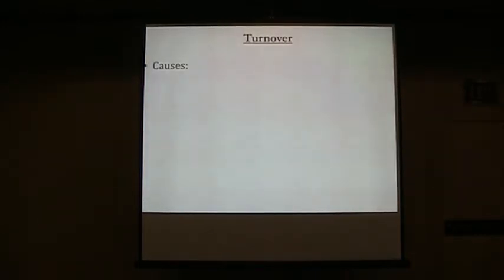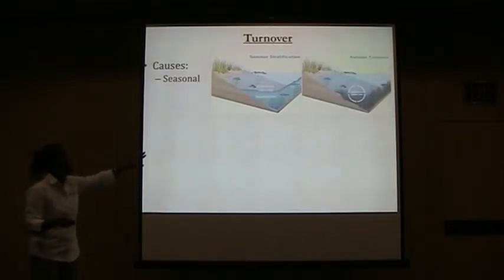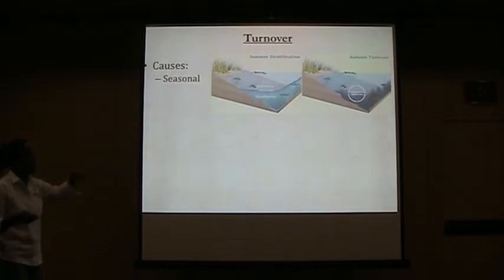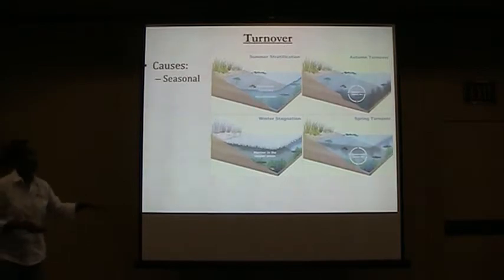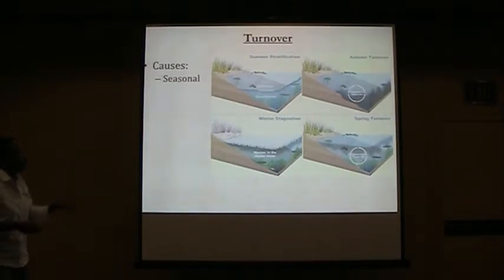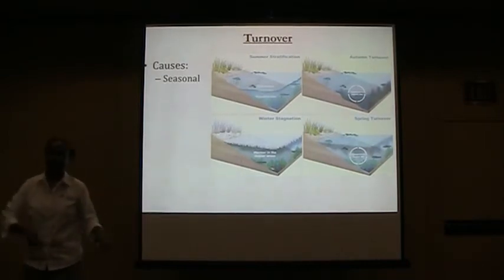Another huge issue that we deal with is turnovers. So turnovers can be due to a number of different factors. One of the biggest things is seasonal changes. And so you can end up with these repeated seasonal or repeated annual kills. So for example, in the summer you have stratification. In the fall you have turnover occurring, stratification again in the winter, and turnover again in the spring. Of course, this varies depending on where you are in the country, but you can end up with seasonal fish kills occurring every single year.